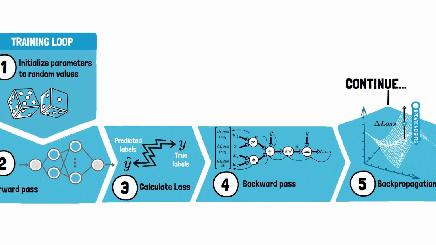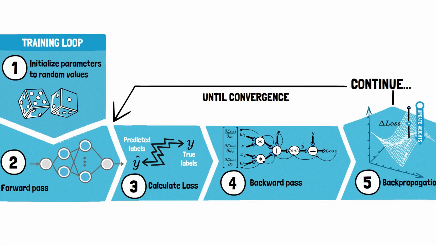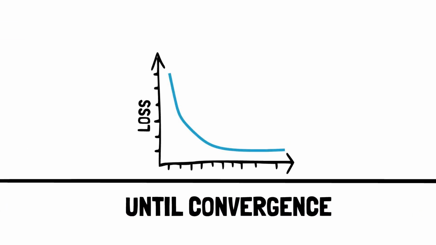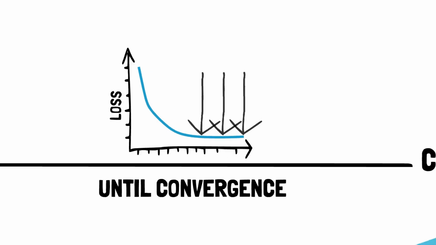We continue this until the loss converges. That is, it stabilizes or reaches a value where it no longer significantly decreases, indicating that the network has learned the optimal weights and biases to best approximate the desired output for the given training data.